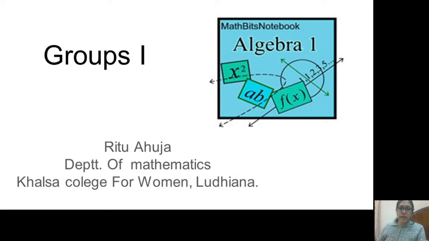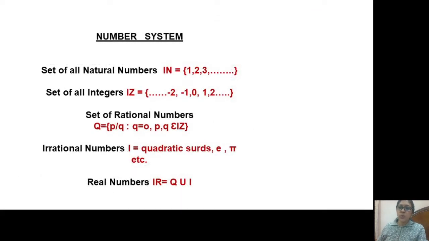Just a basic idea what the groups are. What kind of structure do groups have? You are already familiar with the various number systems: the set of all natural numbers, integers, the set of rational numbers, irrational numbers and real numbers. So this is a slide just to recapitulate that.